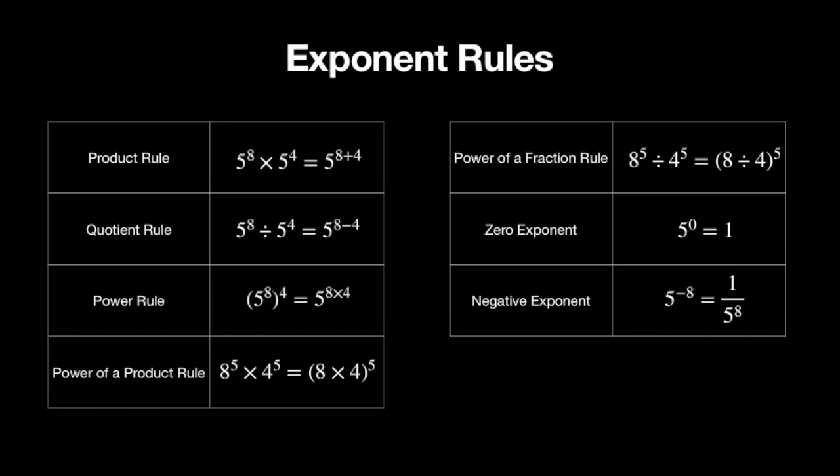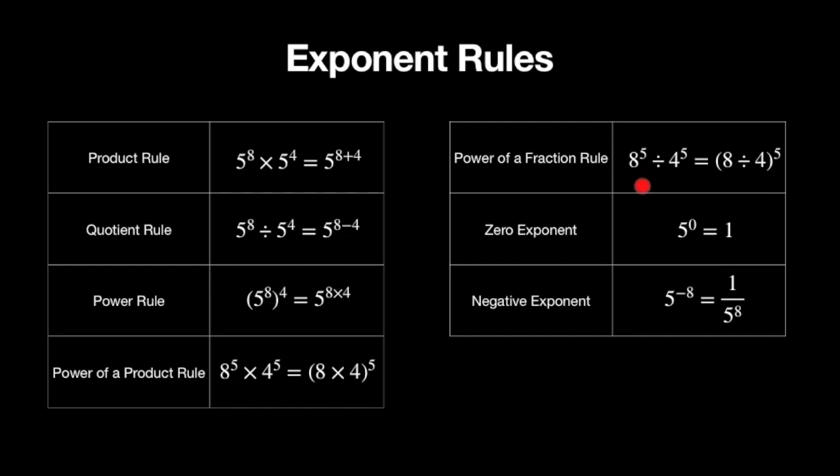The power rule is whenever you have a number with a base raised to an exponent, and that's raised to an exponent, the only thing that you're going to do is multiply the exponents together. The power of a product rule is whenever you have the same exponent but different bases, you're able to multiply the bases and keep the exponent. We don't do anything to the exponent.